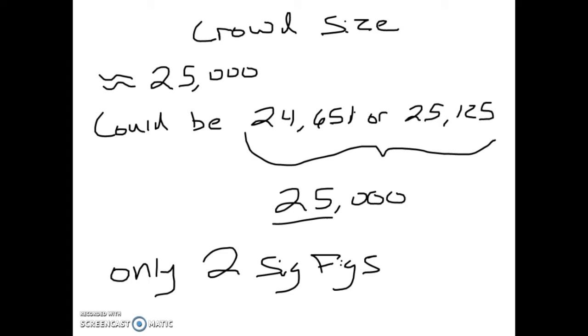The actual crowd size was actually 24,651 or 25,125 with staff working. To make this more manageable, people would say there's probably 25,000 people there because they were certain that number was closest to 25,000. This number would only have two significant figures because we are only certain of the 2 and the 5 in 25,000, not the numbers coming after.